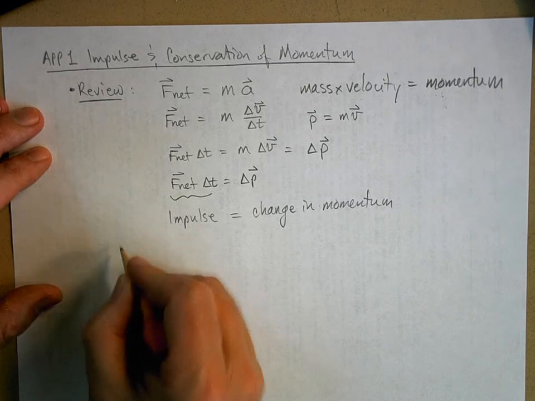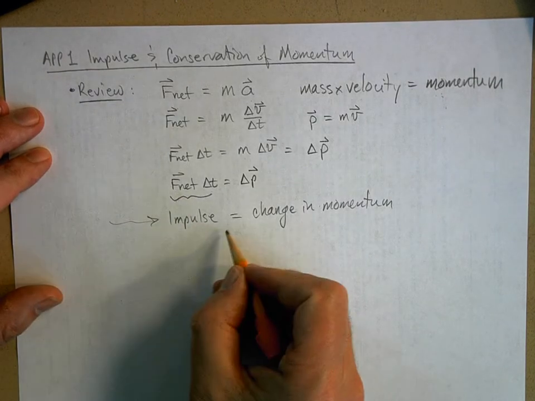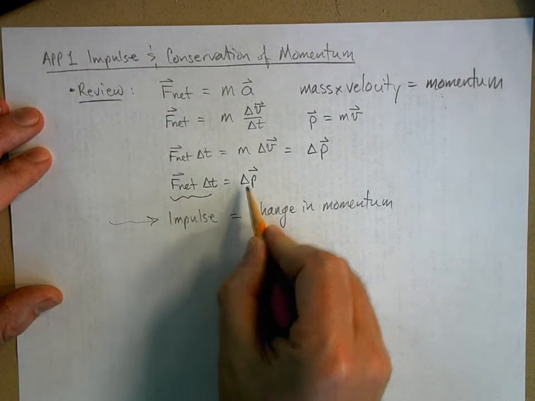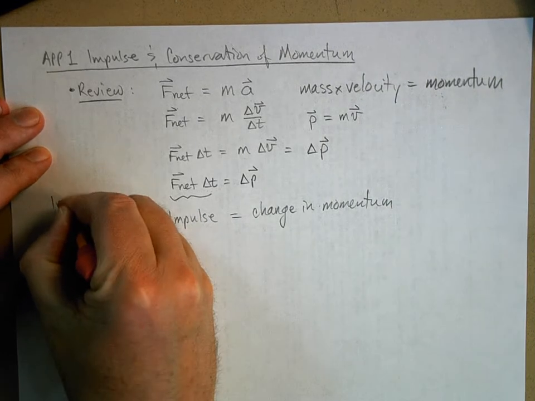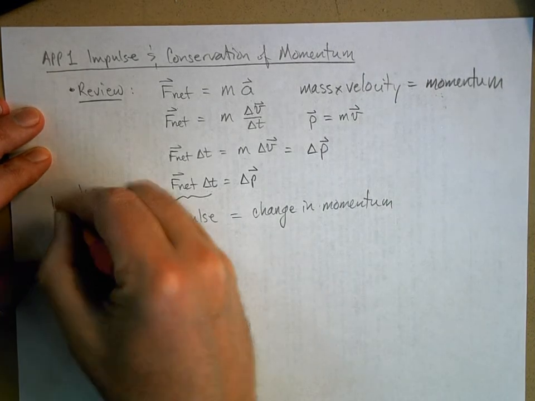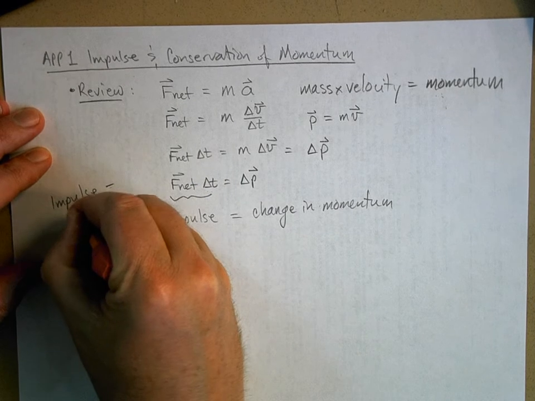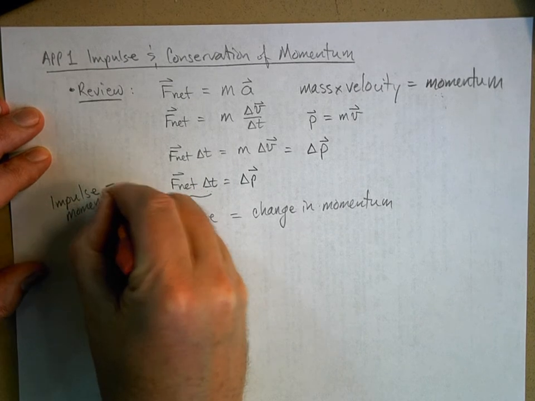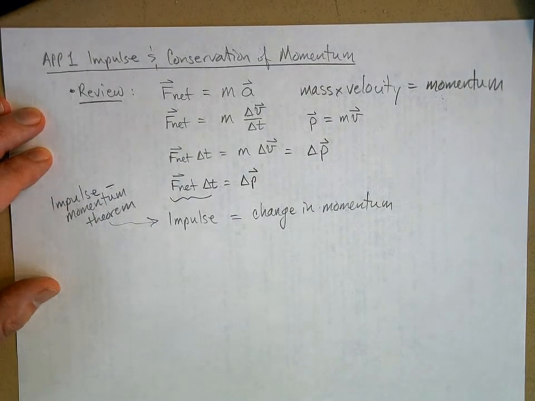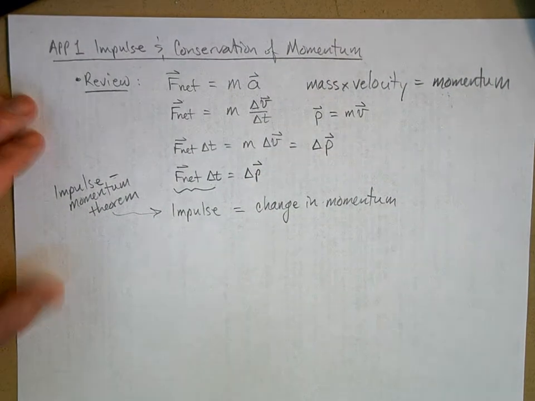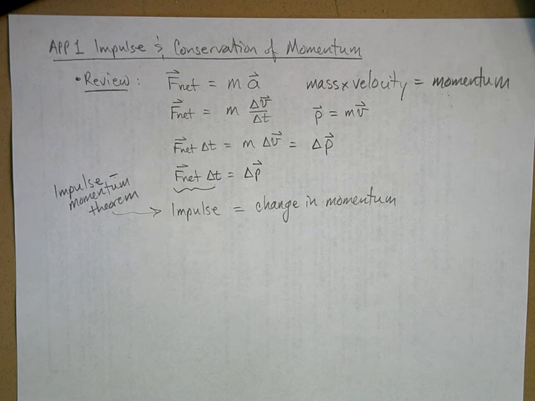Well, in this whole thing right here, the fact that an impulse, force times time, equals the change in momentum of an object, this is called the impulse momentum theorem. And it's kind of a big deal in physics. It's really a profound idea, as we're going to see in a little bit.